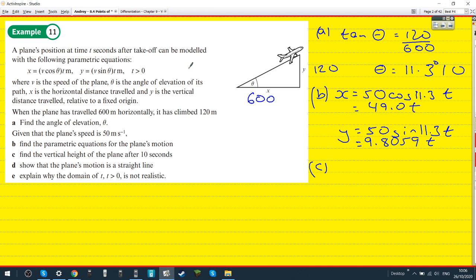So I'm guessing I need to sub in 10 for T here. Yep. Do I need to do 9.8059 times 10? Yep. And so will that just be 98.059? I believe so. And so that one, we can say 98.1. I don't think we need to use that for anything. Yeah. This is height. This is meters. D.